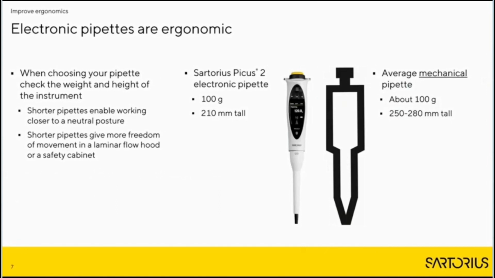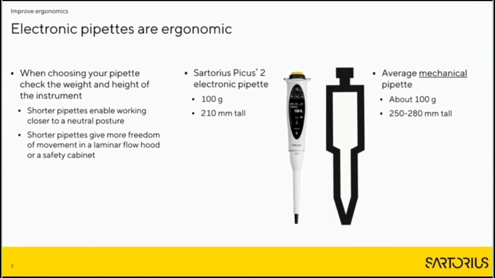Electronic pipettes are very ergonomic to use. And there are a couple of points to consider here when choosing a handheld pipette. First is the weight and height of the instrument. Shorter pipettes reduce the need to lift the arm higher, especially if you work in laminar flow cabinets or safety cabinets, where there's a limited amount of space to work in. So the shorter the pipette, the better in terms of ergonomics.